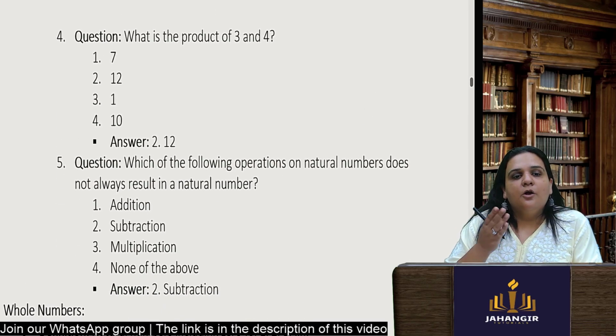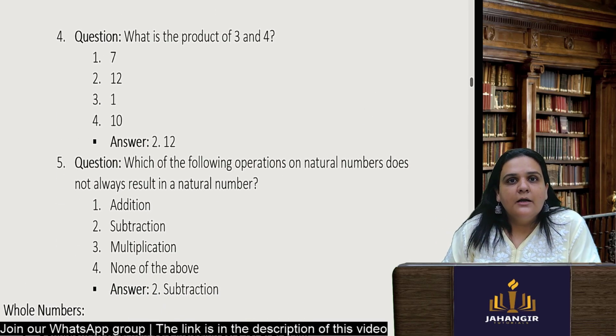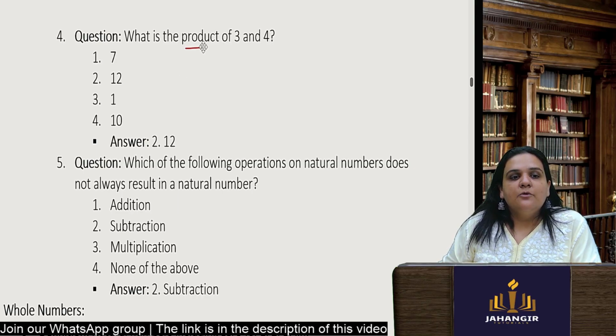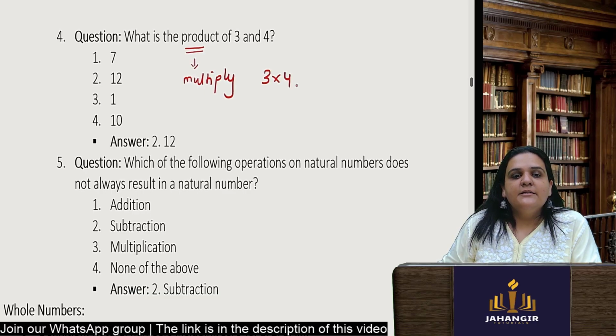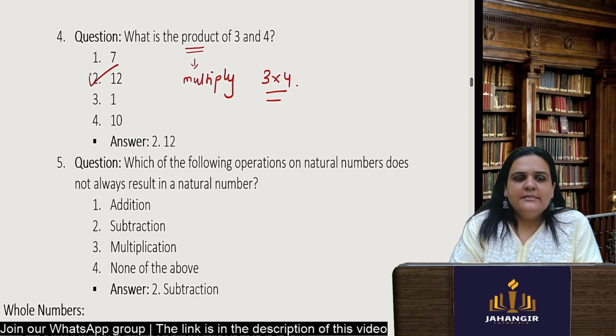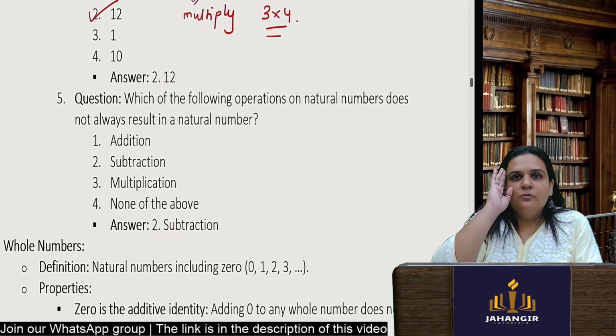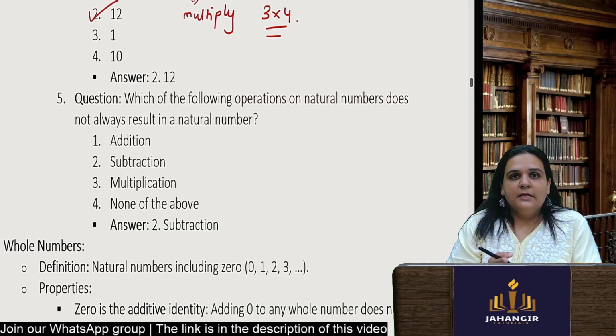What is the product of 3 and 4? When they ask you for the product, they are asking you to multiply. So the product of 3 and 4 means 3 into 4. The answer is 12. Some simple questions like this they are going to ask. So you don't have to worry about what is there in quantitative aptitude. How are we going to study? You can study with me and finish up this chapter.